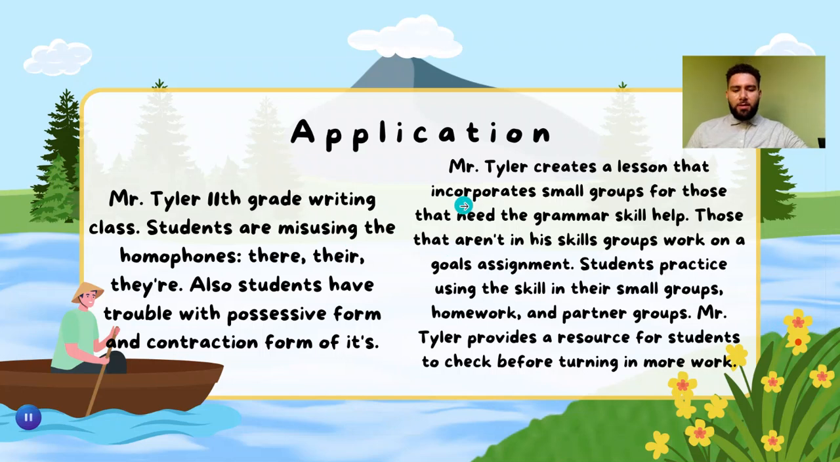The application that was in the text: Mr. Tyler's 11th grade writing class. When he was reading their essays, he noticed students were misusing the homophones their, there, and they're. They were also having trouble with the possessive form and the contraction form of its. He decided to create a lesson plan that incorporated small groups for those that needed grammar skill help, while those that didn't need the help were assigned to work in groups to find examples of how authors reached their goals to the audience.